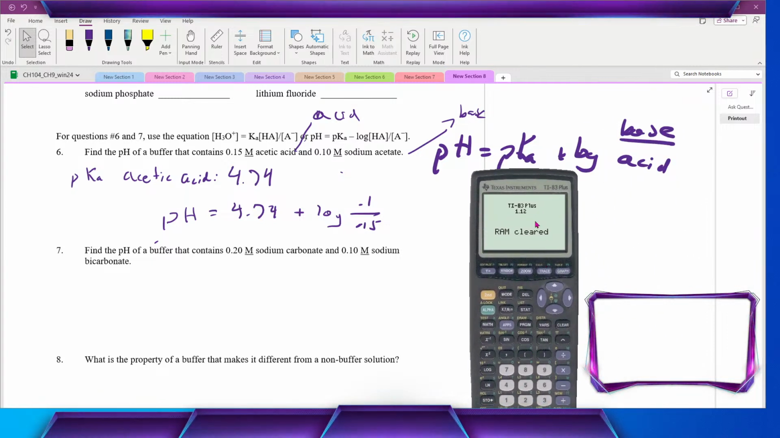And so now we have to plug this in. And so firing this up. So 4.74 plus my log, 0.1 over 0.15. And so I get 4.56 for the pH there.